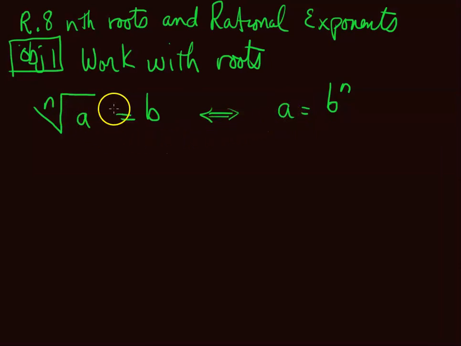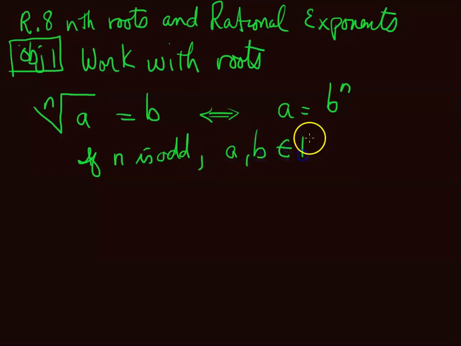Now sometimes we've got problems here because n could be even or odd. Now, if n is odd, then we got no problems. A and B are elements of the reals. It can be any real number. So n being a 3, 5, 7, 9 is really sort of easy.